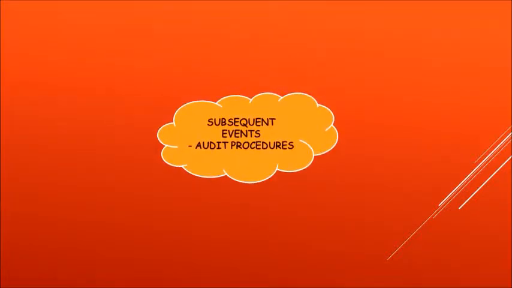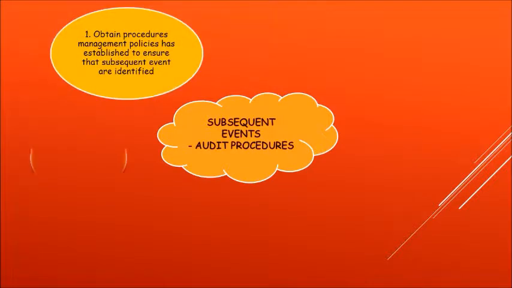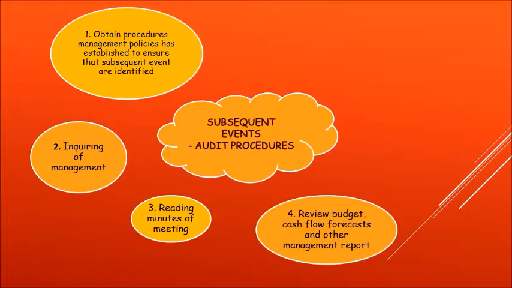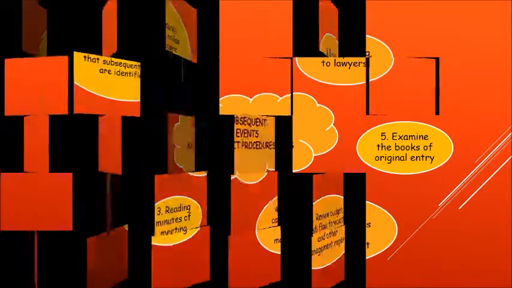Audit procedures for subsequent events include: 1. Obtain an understanding of procedures management has established to ensure subsequent events are identified. 2. Inquire of management. 3. Read minutes of meetings of the entity's owners, management and those charged with governance. 4. Review budgets, cash flow forecasts and their management reports. 5. Examine the books of original entry, sales journal and purchases journal for the subsequent events period and investigate unusual transactions. 6. Inquire of lawyers, asking legal counsel about any litigation, claims and assessments against the entity.